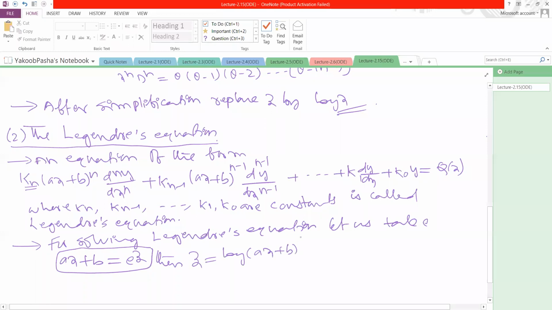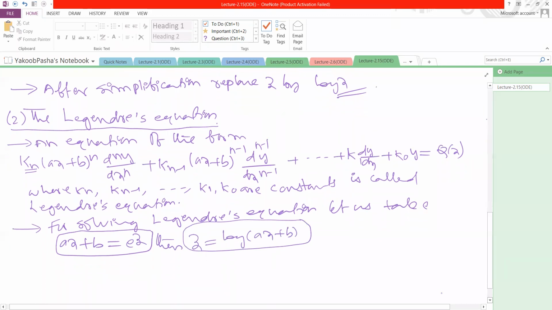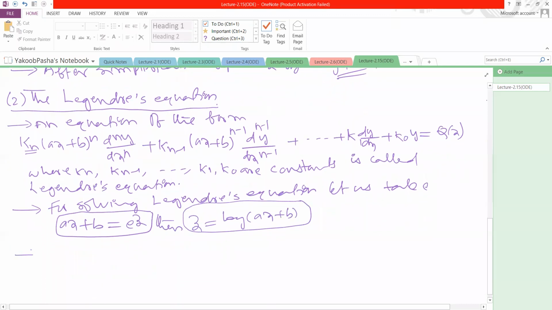Okay, by taking anti-logarithm, we get z equal to log(ax plus b). Now we can use notations. After simplification, we'll get the notations. I am directly writing the notations. You have to remember: first, (ax plus b) into D. In the previous case, it was x into D. That is equal to theta.